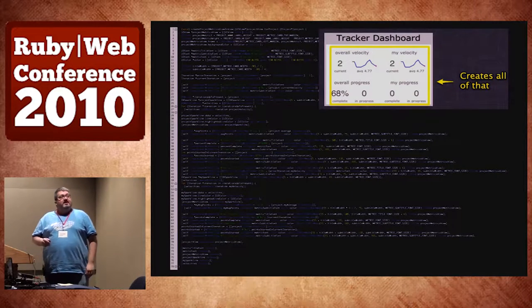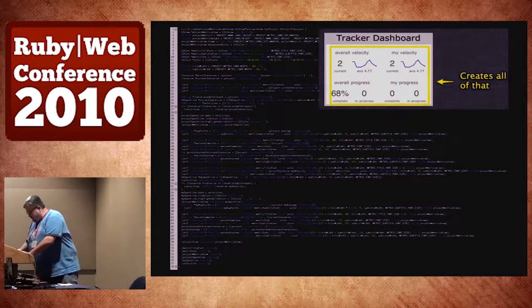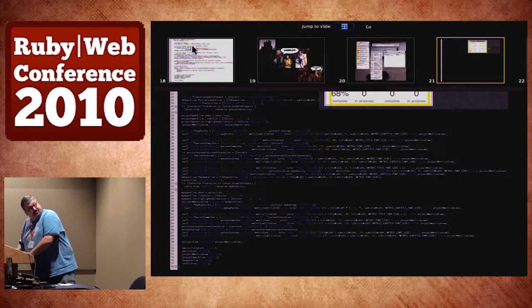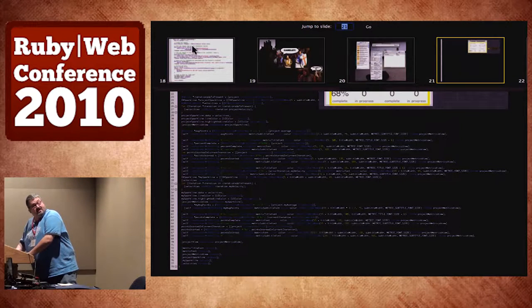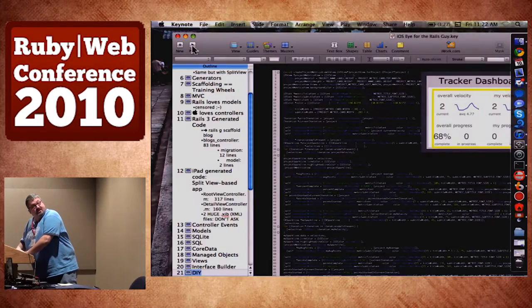Now, on the other hand, here, this is a good place to do control, I thought it was Control Option Command 8 to invert. And that's not working. Maybe I need to bust out of Keynote for a second.